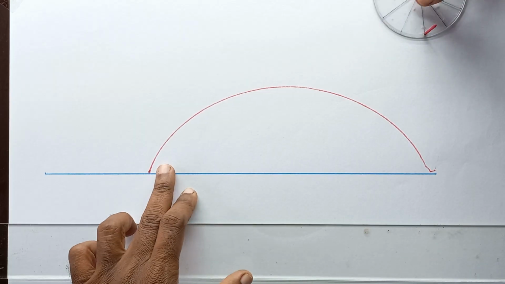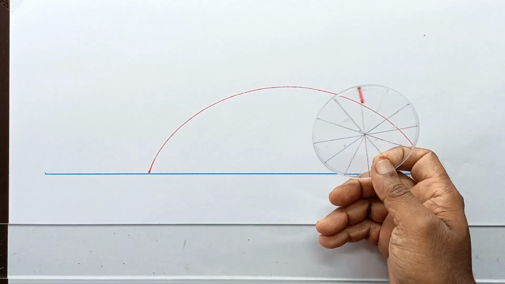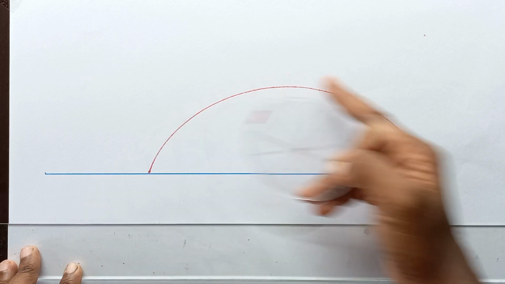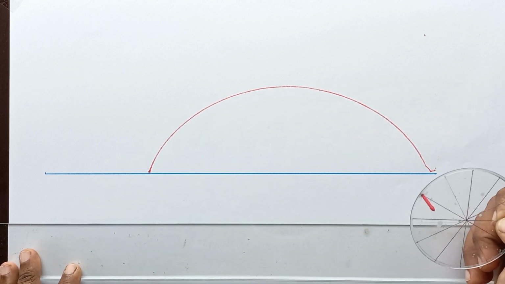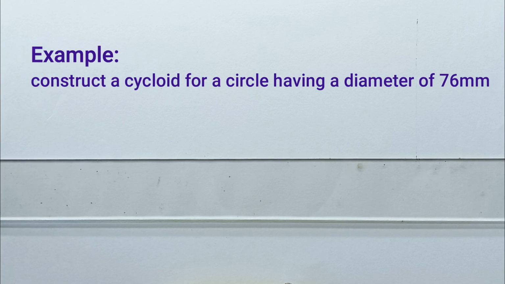Okay, this curve is called cycloid. Then let's see how to construct this cycloid using the geometric construction. In this video, I am going to explain that one. Construction of cycloid, I am going to explain using this example. Construct a cycloid for a circle having the diameter 76 millimeter.